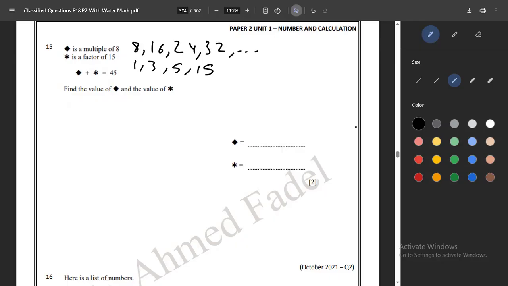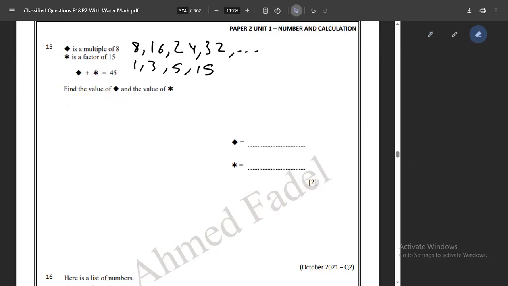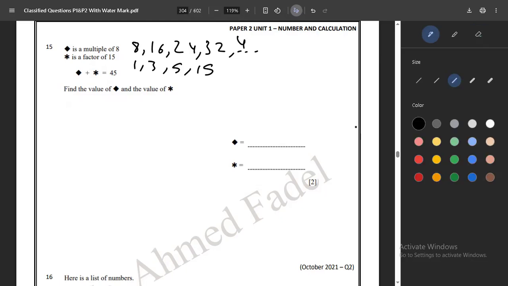Mister, I guess that we need to continue because here, if I add any two of them, they're not going to give me 45. So maybe the next one, which is actually here, sorry, it is 40. I meant here 40, the next multiple. Now, yes, if I add 40 and 5, they will give me 45. So the multiple of 8 is 40, and the factor of 15 is 5.